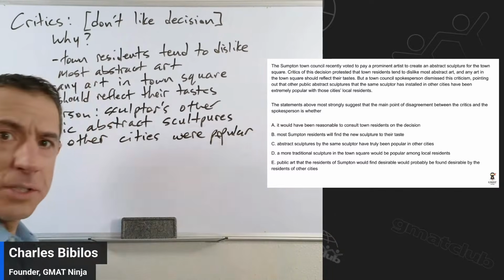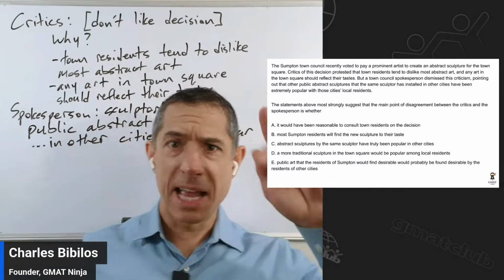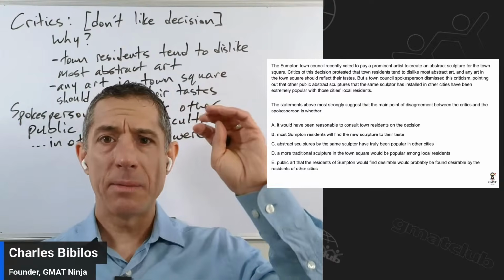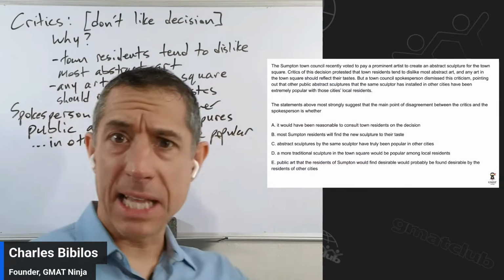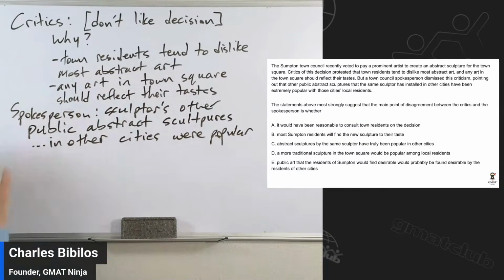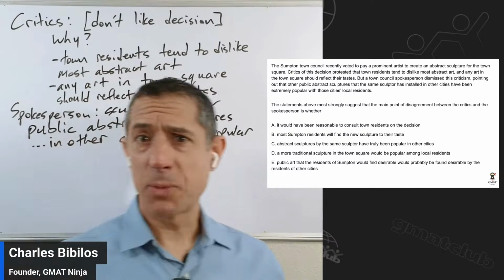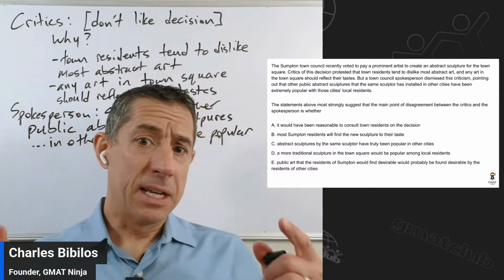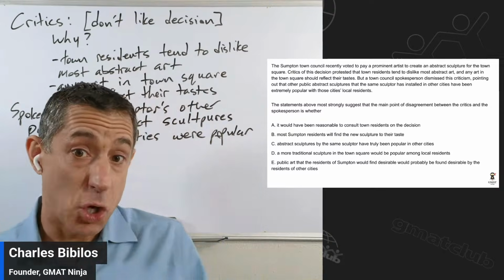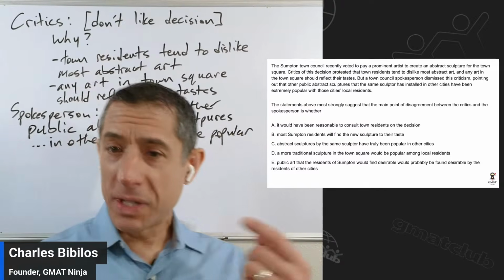Okay. So we see the argument pretty clearly here. The critics are saying they don't like it. Why? Most people in our town tend to dislike most abstract art, and any art in the town square should reflect their tastes. And the spokesperson says, yeah, but in other towns, people really like this stuff. So what's the point of disagreement here?